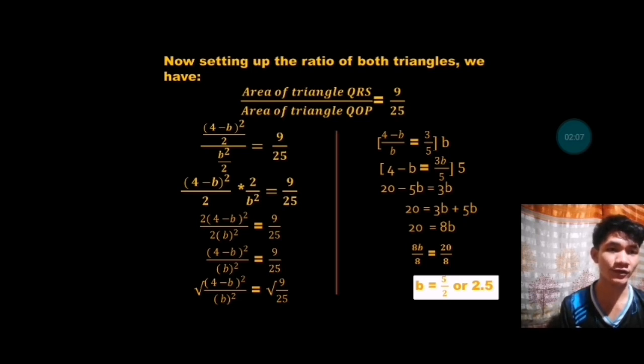So to find B, divide both sides by 8. Therefore, we get B equal to 20 over 8, or 5 over 2, or 2.5, which is the value of B equal to 5 over 2 or 2.5. That would be all.